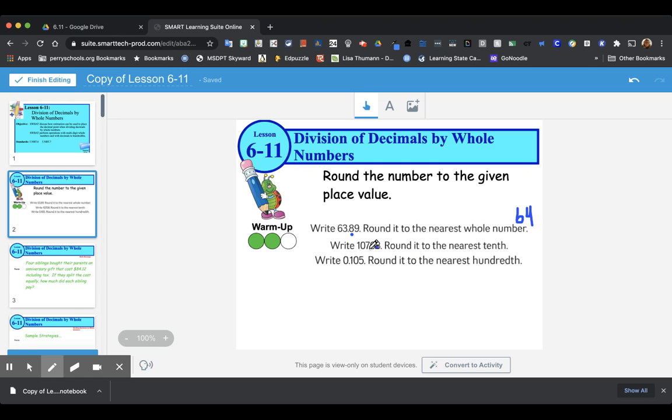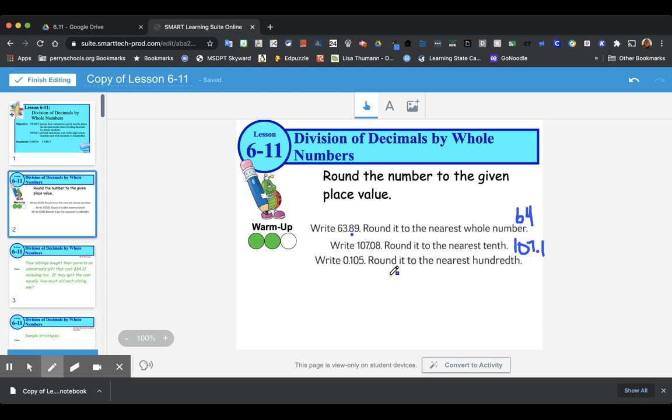For the second one, 107 and 8 hundredths, rounding it to the nearest tenth. So we know that the tenths place is the 0. And again, the digit 8 is in the hundredths place, it's going to tell the 0 what to do. So this one, we are rounding up again to 107 and 1/10.